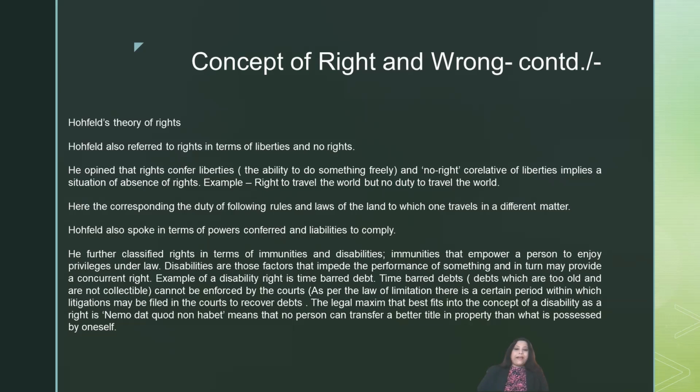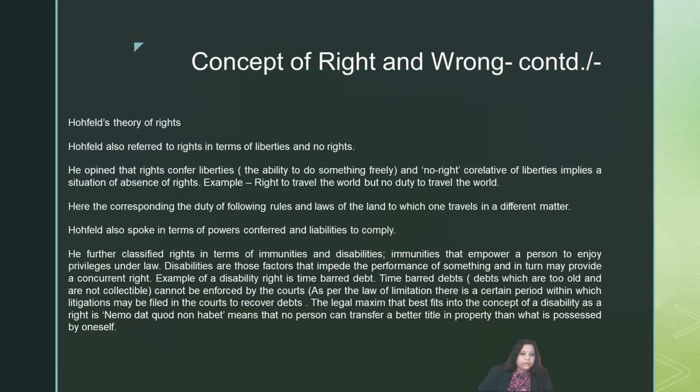Now, having a diplomatic passport is a different matter. It is for those at ministerial level, so they hold diplomatic passports. So there are certain immunities, privileges, and disabilities. Immunities empower a person to enjoy privileges under a law. Disabilities are those factors that impede or restrict the performance of something, and in turn may provide a concurrent right.